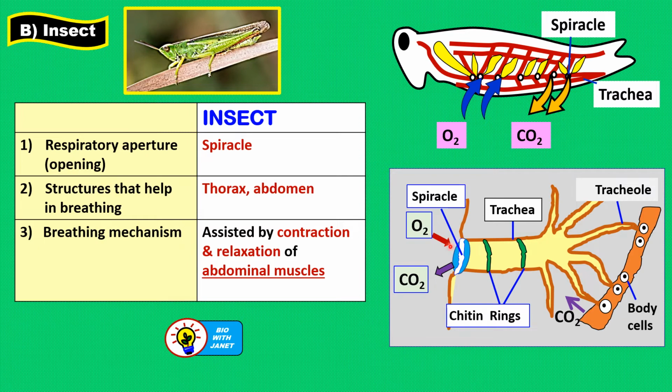So you see the spiracle here leads to the trachea, and then the air will be drawn into the trachea, and then it will move to the tracheoles, and then after that oxygen will diffuse from the tracheoles into the cells.